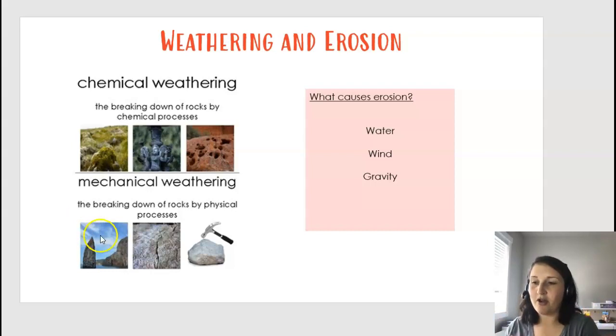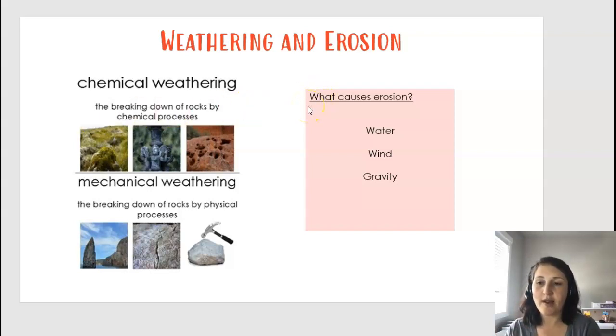It could be rain hitting the rock over time and just breaking it down. It can be wind blowing against the rock for years and years and years, and it breaks it down slowly. That is an example of mechanical weathering. Whereas chemical weathering involves breaking down a rock through a chemical process. That might be exposure to acid rain. It might be oxygenation causing rust to occur. So those would be chemical type processes.